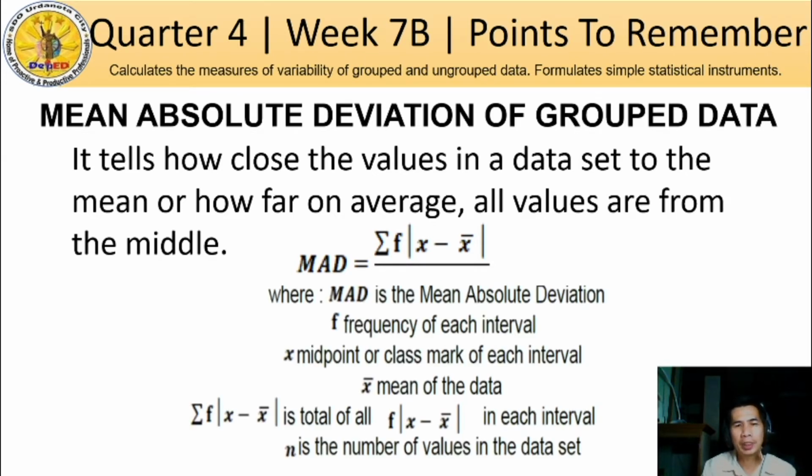Ano ba yung mga yun? So, MAD is the mean absolute deviation. Your F here is the frequency of each interval. Ito yung summation sign. Summation. So, pagplaplasin lahat ng frequency. Your X is the midpoint or the class mark of each interval. Your X bar is the mean of the data.